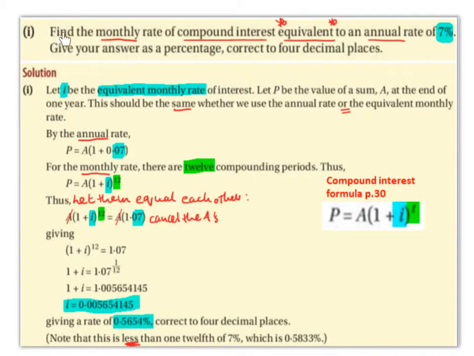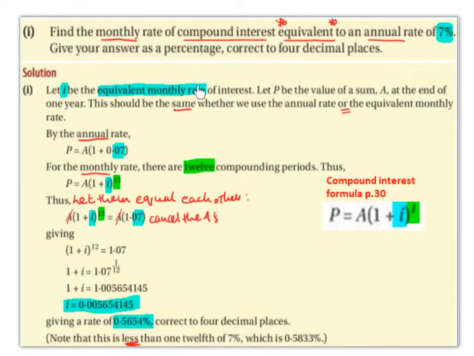Part 1. Find the monthly rate of compound interest equivalent to an annual rate of 7%. Give your answer as a percentage, correct to 4 decimal places. So when we see the word equivalent and compound interest, we want to think of the compound interest formula. This is on page 30 of the formula tables, and it is P equals A times (1 plus i) to the power t.